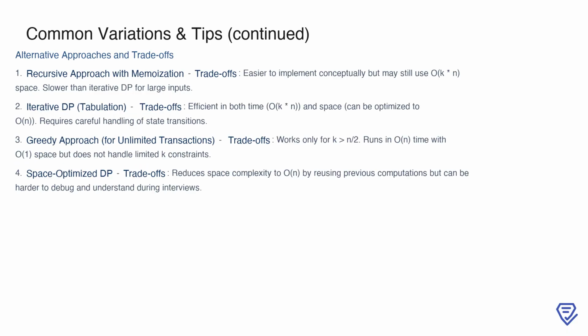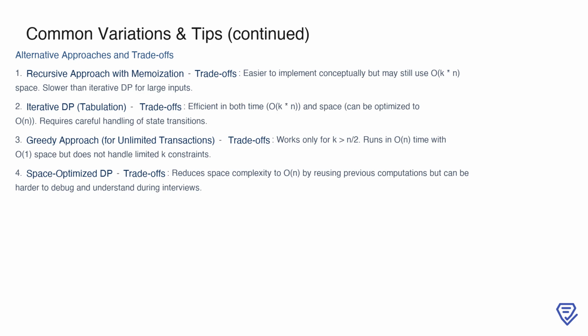There are several approaches to solving this problem, each with its own trade-offs. A recursive approach with memoization is conceptually easier to implement and can handle overlapping subproblems, but it still uses O(k*n) space and is slower for large inputs compared to iterative solutions. Iterative dynamic programming with tabulation is generally more efficient, with a time complexity of O(k*n), and its space usage can often be optimized to O(n). However, it requires careful management of state transitions. For cases where k is greater than n/2, a greedy approach works well, running in O(n) time with O(1) space. That said, it cannot handle scenarios with limited k constraints.